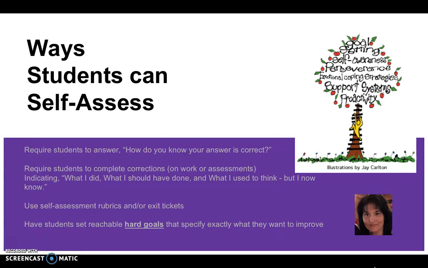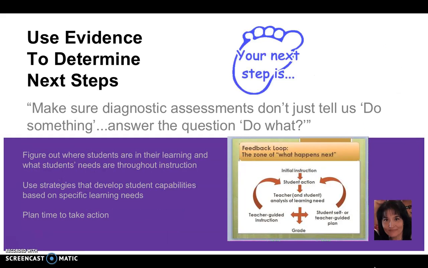Ways students can self-assess: well, require them to answer questions like, how do you know your answer is correct? Use self-assessment rubrics and/or exit tickets, and have the students set reachable hard goals that specify exactly what they want to improve. Figure out where students are in their learning and what students' needs are throughout the instruction.